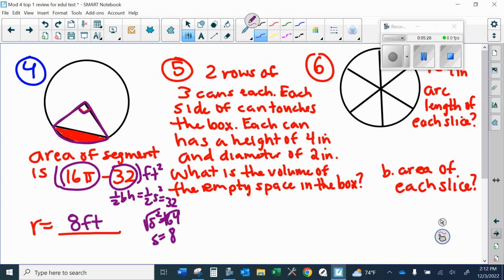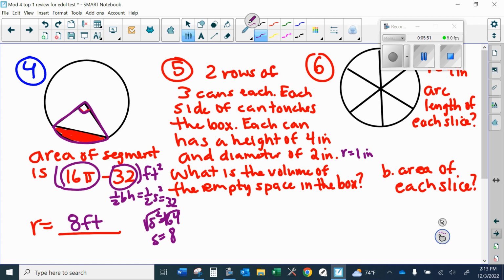Number 5. 2 rows of 3 cans each, stacked. Each side of the can touches the box, so it's tightly packed. Each can has a height of 4 inches and a diameter of 2 inches, so that means the radius is 1 inch. What's the volume of the empty space in the box? So all the air that's left.